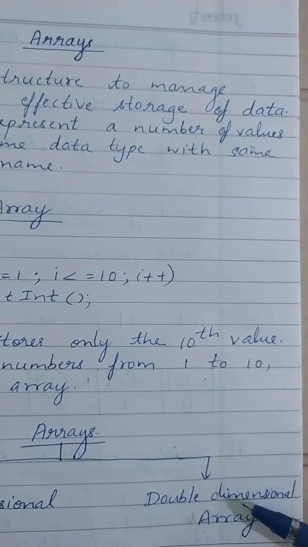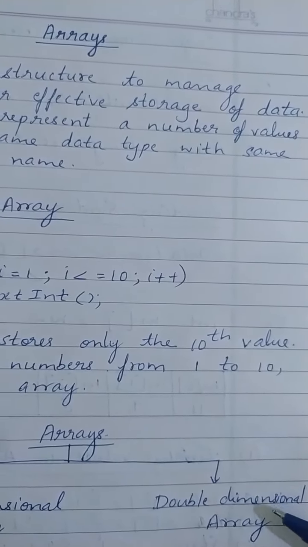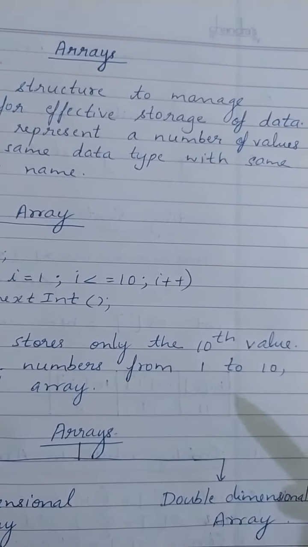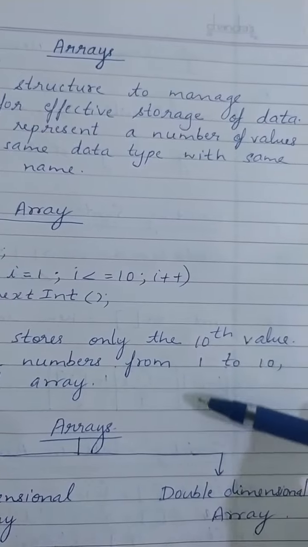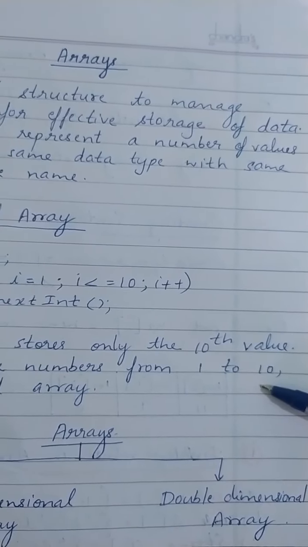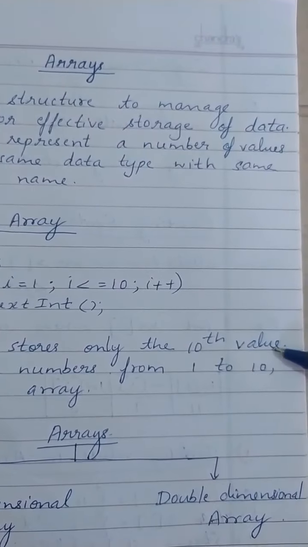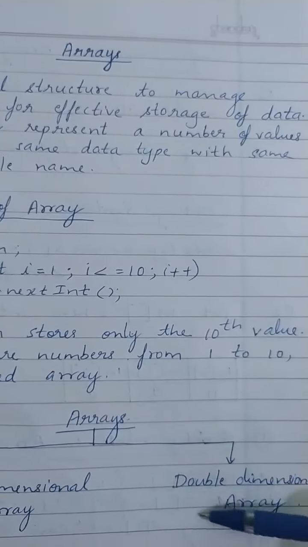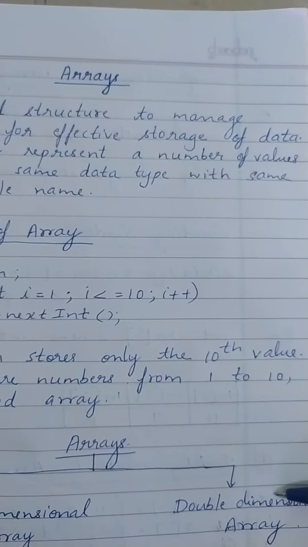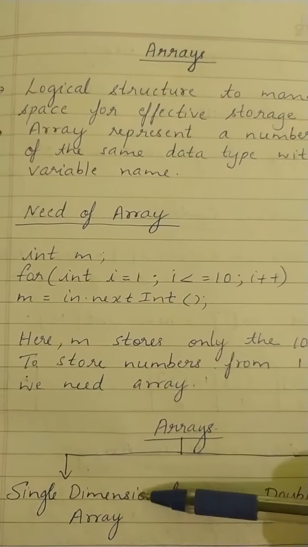And the double dimensional array is a reduced topic in your syllabus. Double dimensional means if you want to print rows and columns. For example, you have studied matrices in mathematics, right? So if you want to print rows and columns, you will be using this type of array, double dimensional. But that is a reduced topic in your syllabus. So go through the single dimensional array.